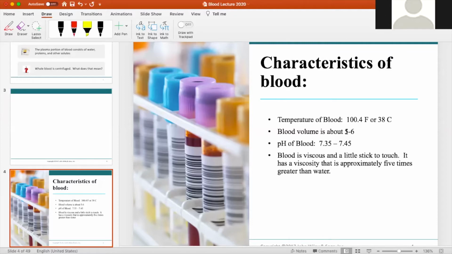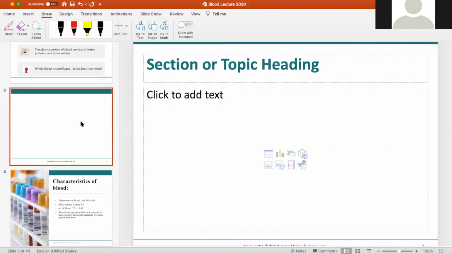For women. So if we say on average a human's blood volume is around 5 liters, then we would be accurate. So the pH of blood, here we see the pH of blood is 7.35 to 7.45. And I want to talk about that for just a moment. And let's go ahead and think about that.